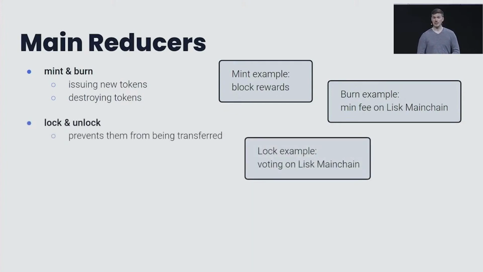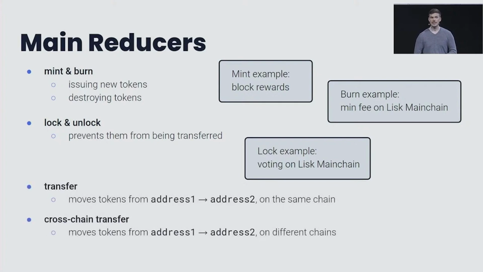Next reducers, really interesting, the lock and unlock. This prevents a token from being transferred from one account to the next, but it does not change the ownership of the token. And that's a very useful feature. For example, we use it for voting on the main chain. So when you stake tokens, those tokens stay your property, they stay in your account, but they are locked, and so you cannot move them around, or you cannot use them for another interaction. And we expect that many custom interactions will use those lock and unlock tokens to use tokens in that regard.